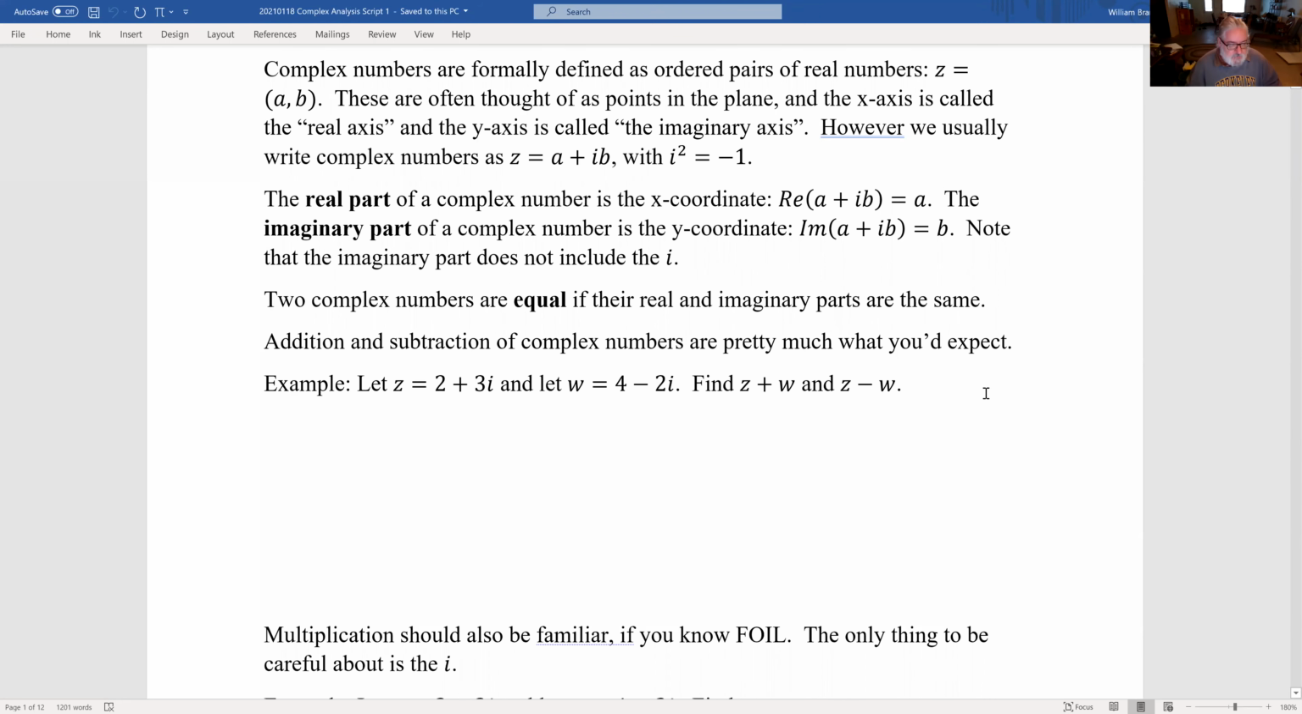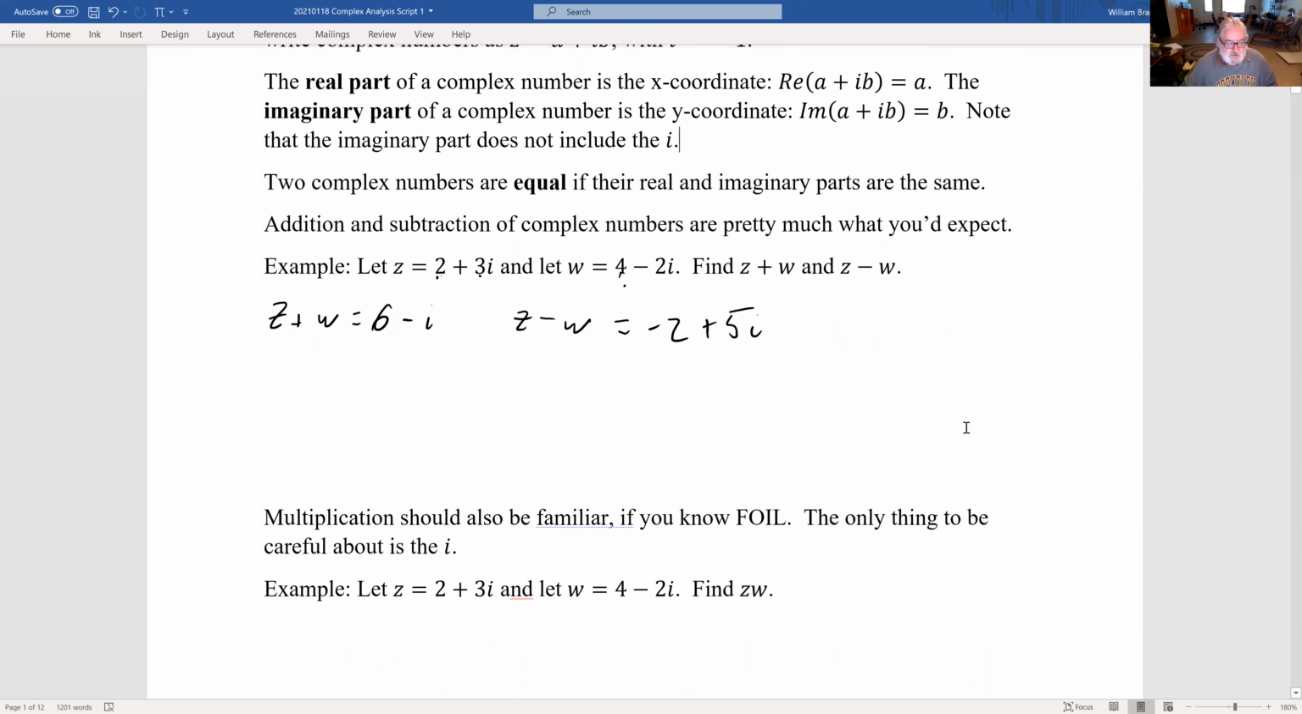So that's pretty straightforward. Addition and subtraction, just combine like terms. So z plus w is 2 plus 4 is 6, plus 3 minus 2 is minus i. z minus w, 2 minus 4 is minus 2, 3 minus 2 is plus 5i. So just what you'd expect in addition and subtraction.